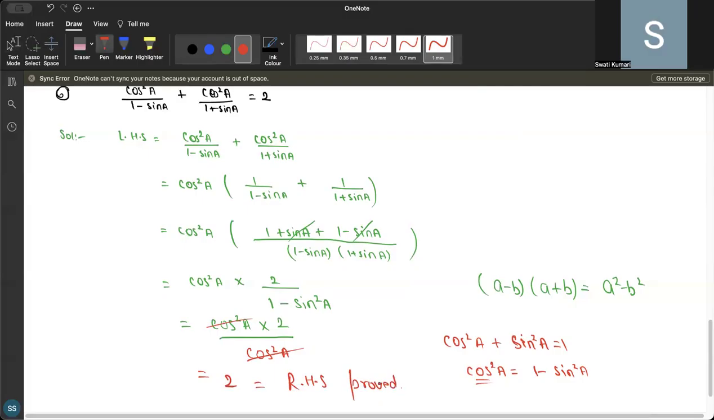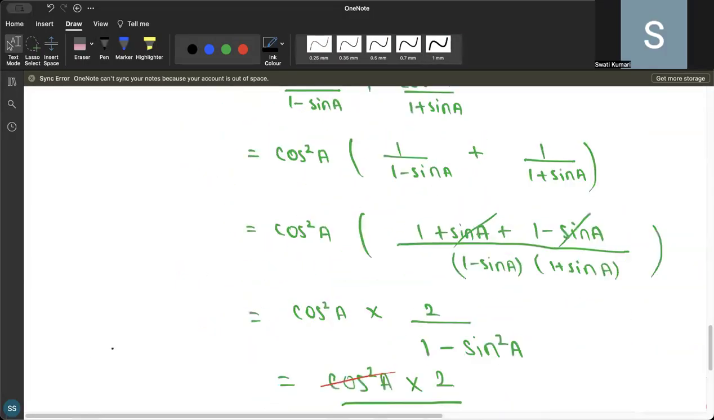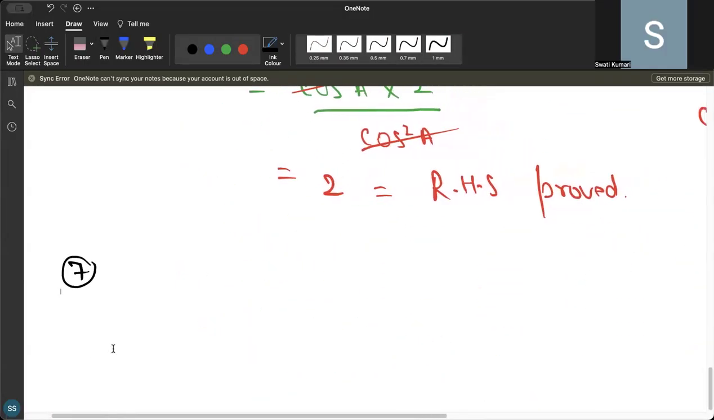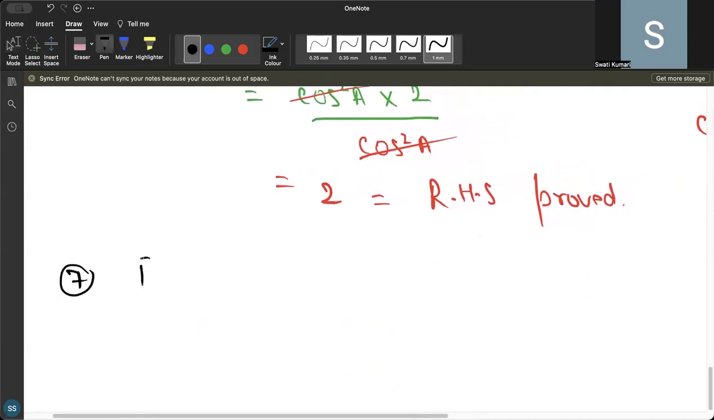So we are done with the 6th question as well. Now we are going to the 7th question. Just going to make it a little bigger. Question number 7. In question number 7, we have to evaluate, or you can say we have to solve.